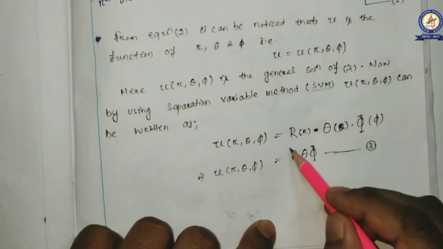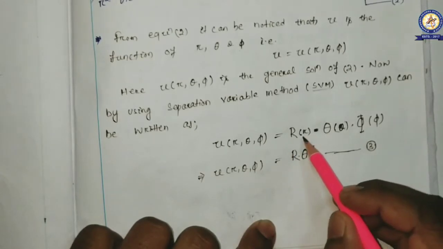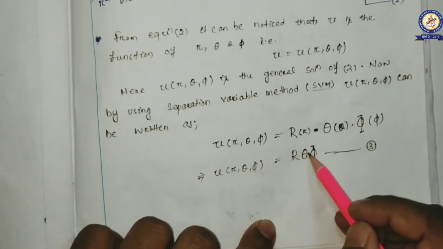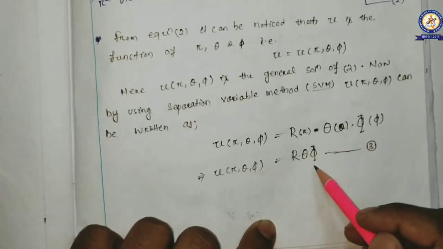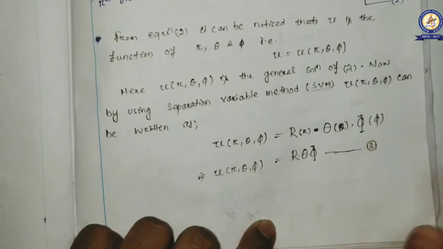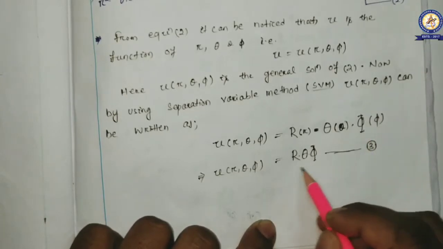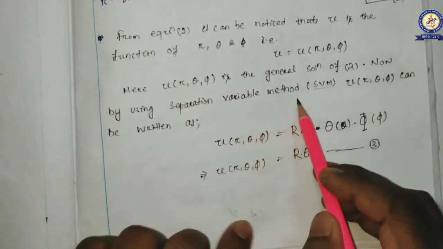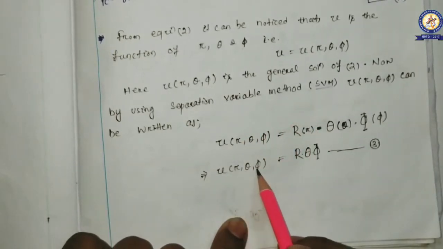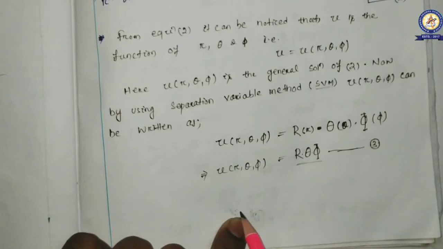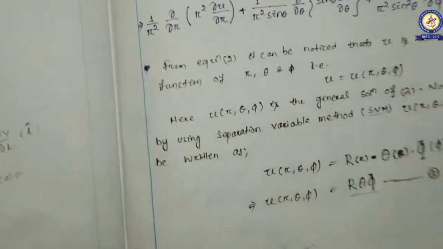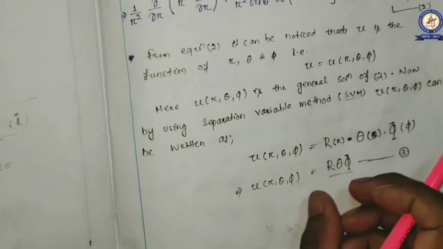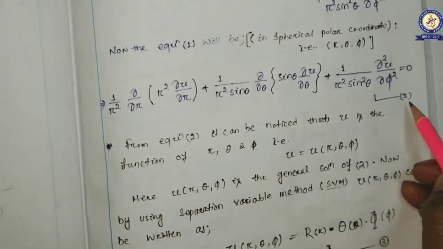So here R has the variable r only, Theta has the variable theta only, and Phi has the variable phi only. By using the separation of variables method, u of r, theta, phi can be written in this form, which we already discussed in our previous classes. Let this be equation number 3. Now we have to put this value in our equation number 2.